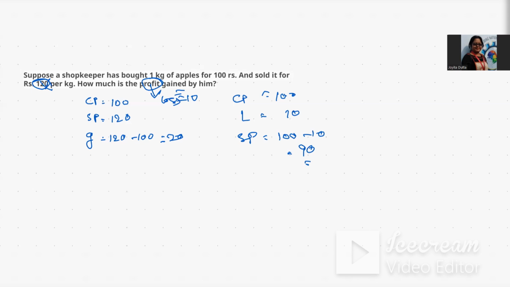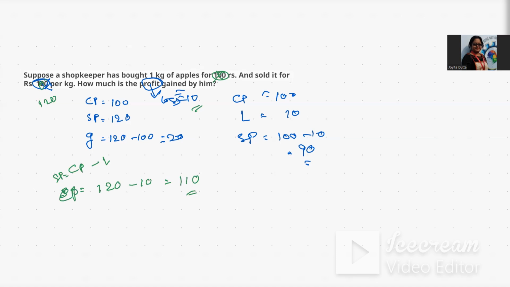Okay. The next, again, I can search the profit or gain. If I say in the next case, I am not given the cost price. I am given the selling price to be 120 and I'm given the loss is 10. Then I have to find out the cost price. What is cost price? So selling price is cost price minus loss, right? Selling price would be 120 minus 10, which is 110. Oh, sorry, cost price will be.